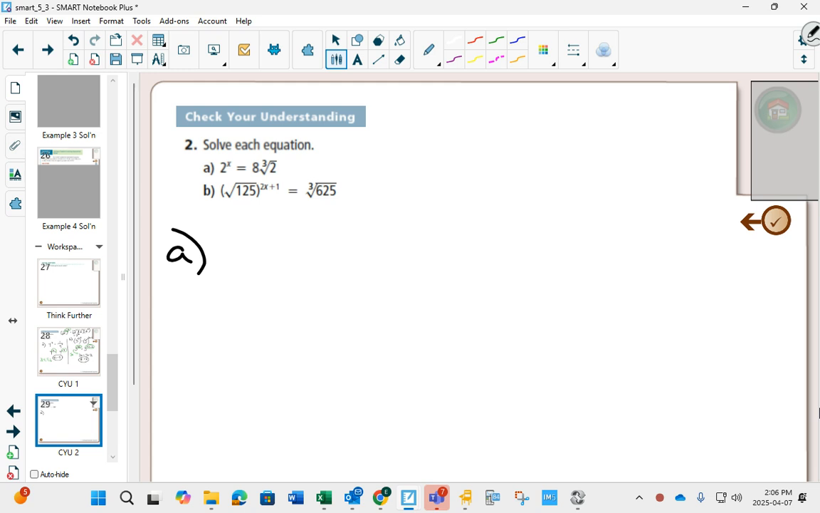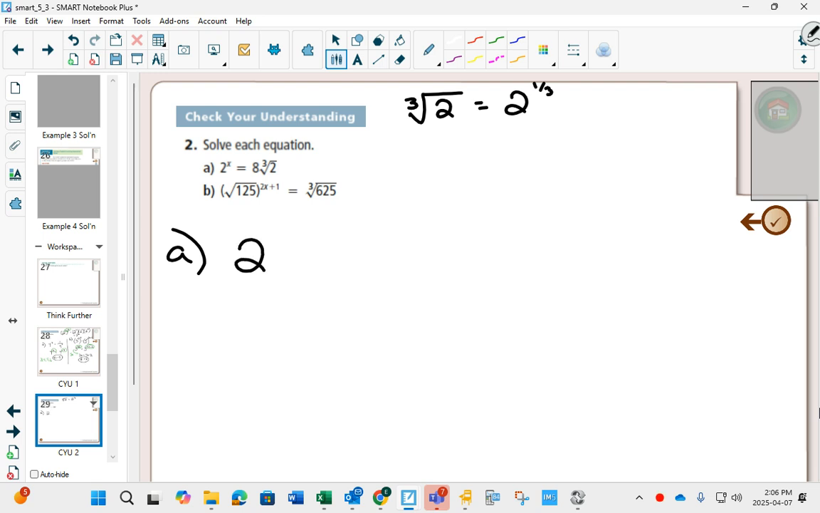The second thing is, do you remember how to change a radical to an exponent? Ooh, that's great. Exponent laws. What do we do with the cube root? It's the same as the power of 1/3.